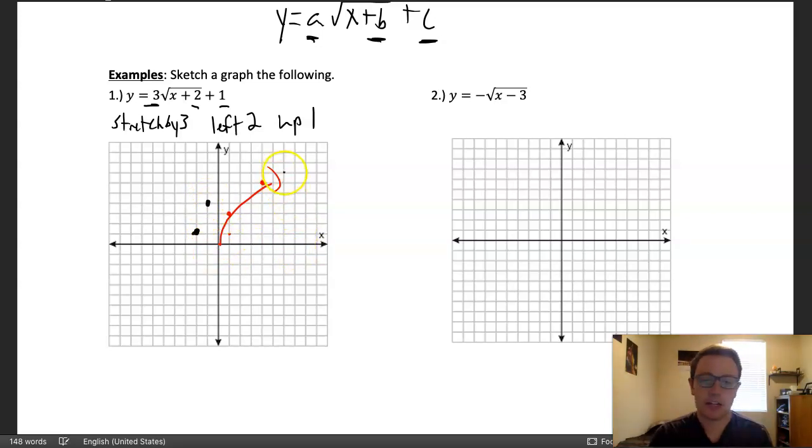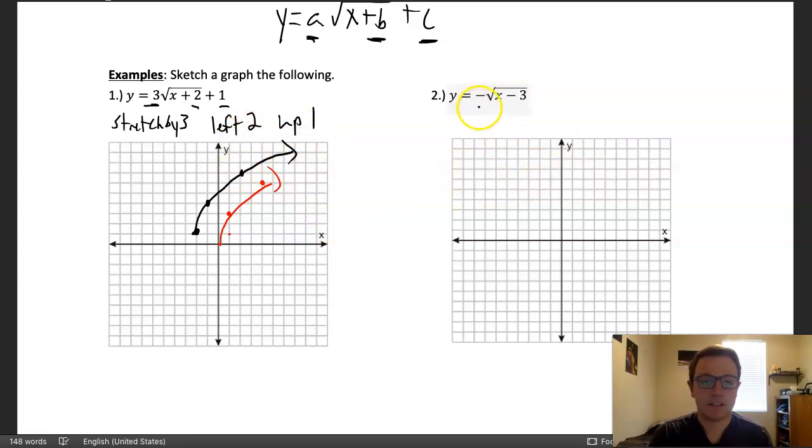Instead of going over 2 and up 4, we went over 2 up 4, or over 4, up 6. So 1, 2, 3, 4, 1, 2, 3, 4, 5, 6. And our graph would look like this. So we've tripled the amount we change y. We've moved left 2. We've moved up 1.